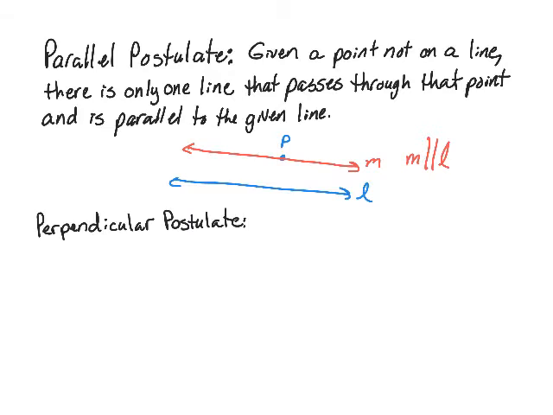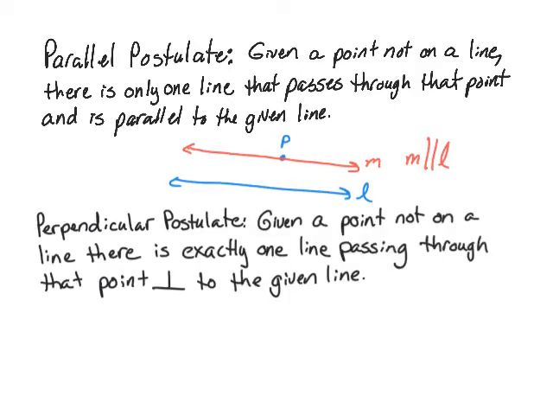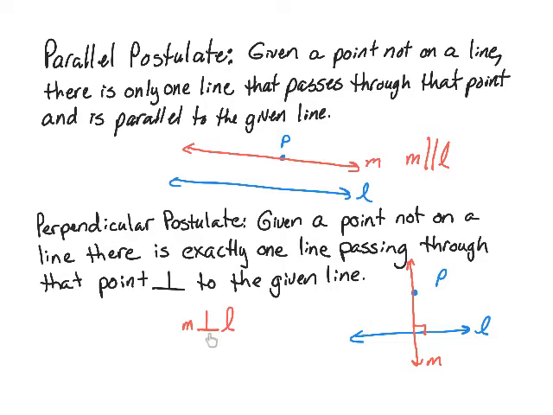The perpendicular postulate is similar to the parallel postulate. It says given a point not on a line, there is exactly one line passing through that point perpendicular to the given line. So it's like the parallel postulate, only now we're talking about perpendicularity. If I have line L and a point P, I can only have one line passing through point P perpendicular to L. If I called that M, I could say M is perpendicular to L. This is our symbol for perpendicular, the upside down capital T.